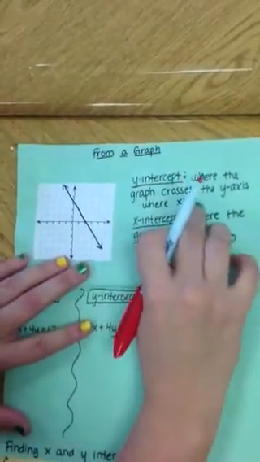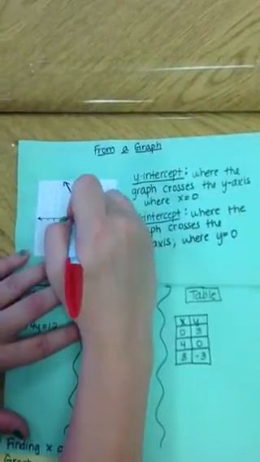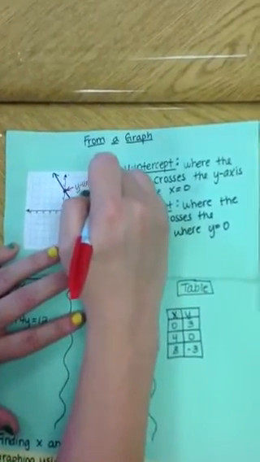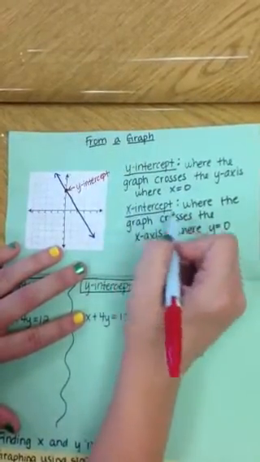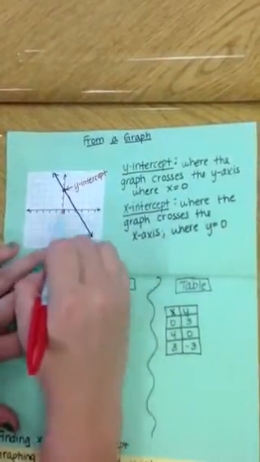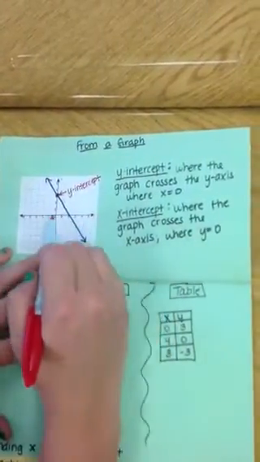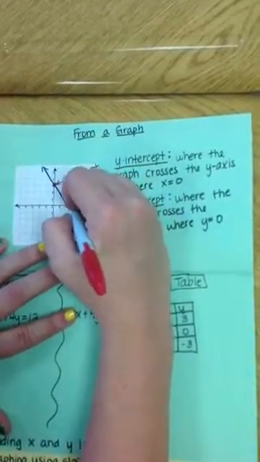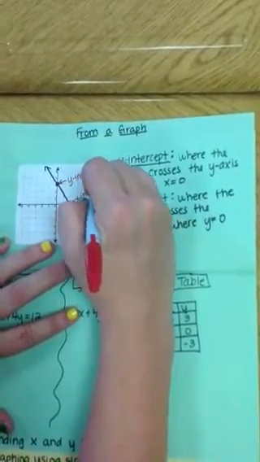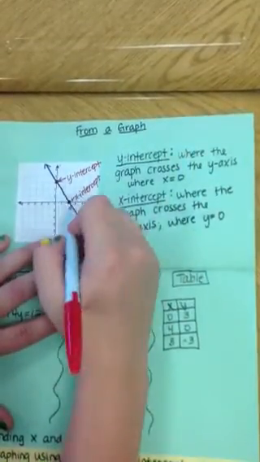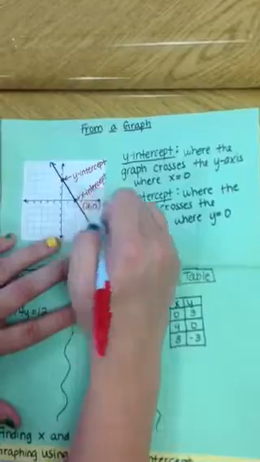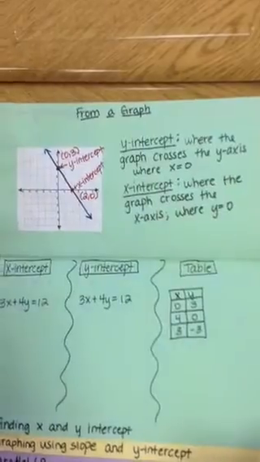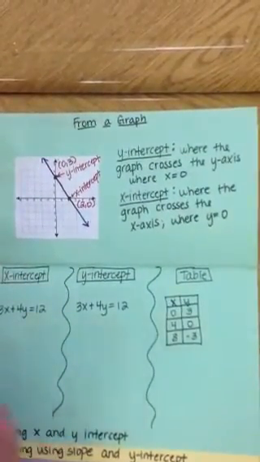If we look to see when x equals 0 or where it crosses the y-axis, that would be right here. So this would be my y-intercept. And then for the x-intercept, we're going to look where it crosses the x-axis. Remember, the x-axis is horizontal. And where y is 0, and that would be right here. So this would be the x-intercept. So in this case, my x-intercept is (2, 0), and my y-intercept is (0, 3). So take a minute, pause the video, and make sure you copy all that down.